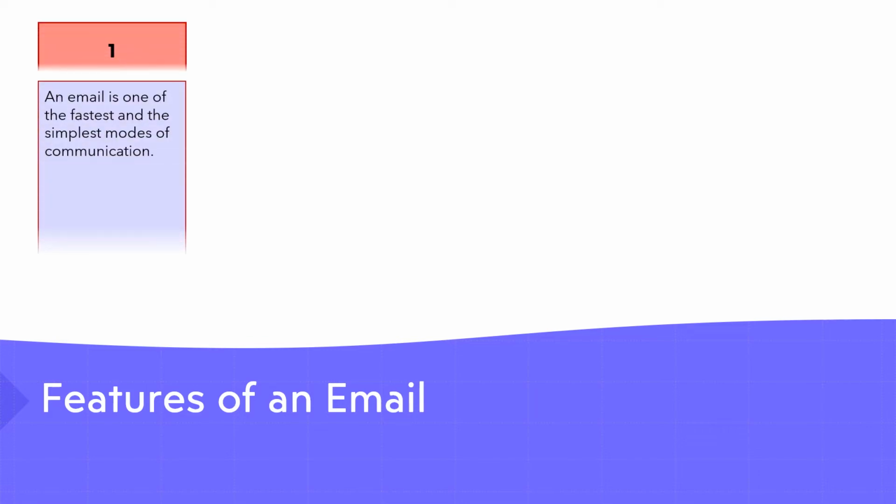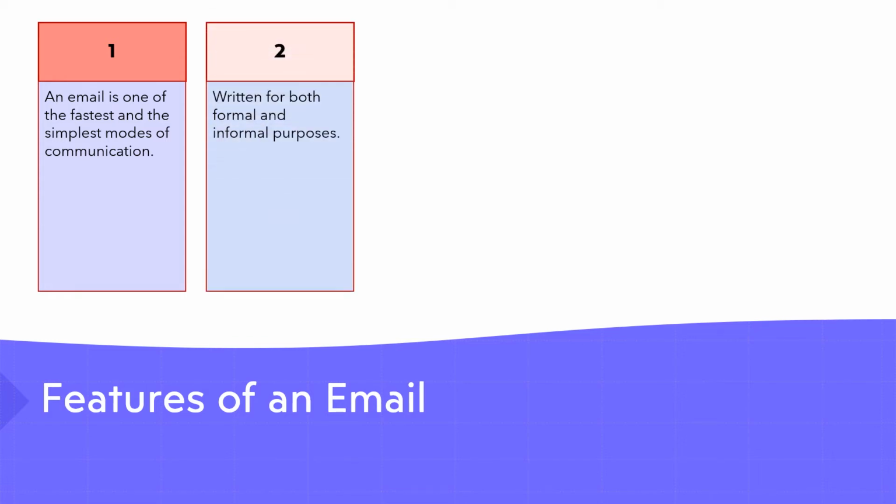Before we learn how to write a good email, let us first understand the features of an email. An email is one of the fastest and the simplest modes of communication. It is really simple to write an email, much simpler than a letter too, and it is very fast. Emails are written for both formal and informal purposes. That means you can write emails to your friends. You can write an email to ask for a leave officially in your office also, to communicate with your colleagues, to communicate with your boss.